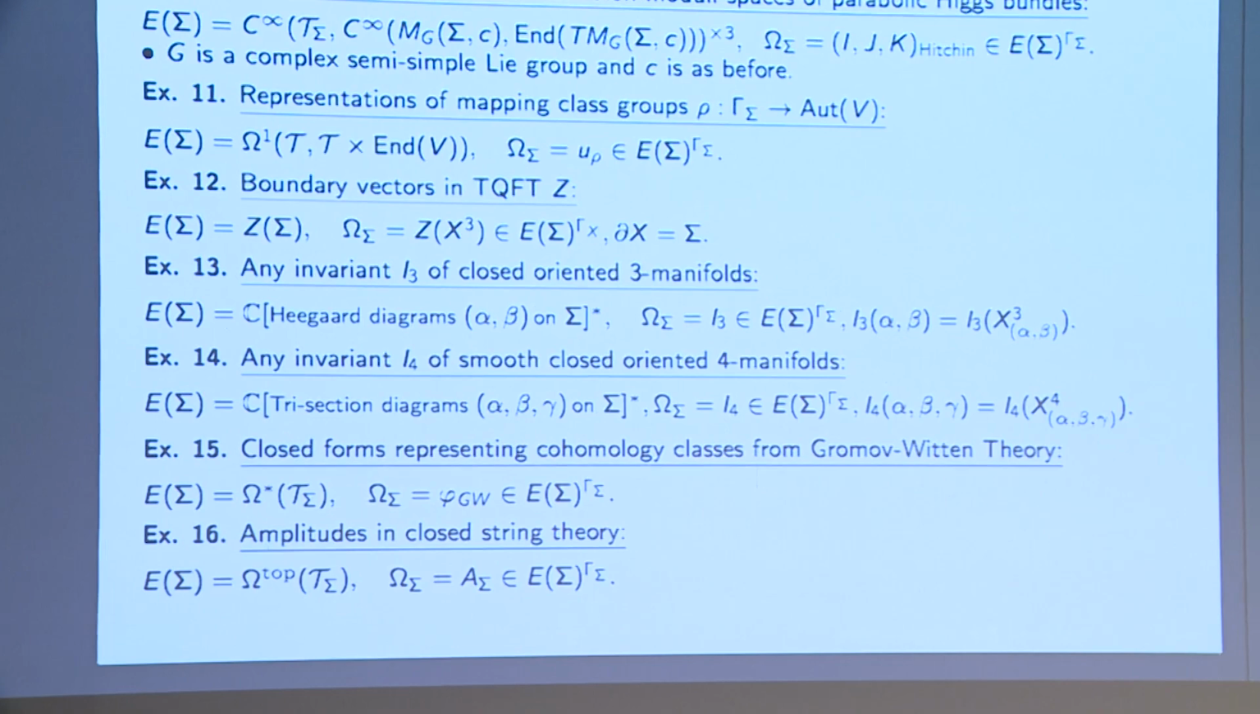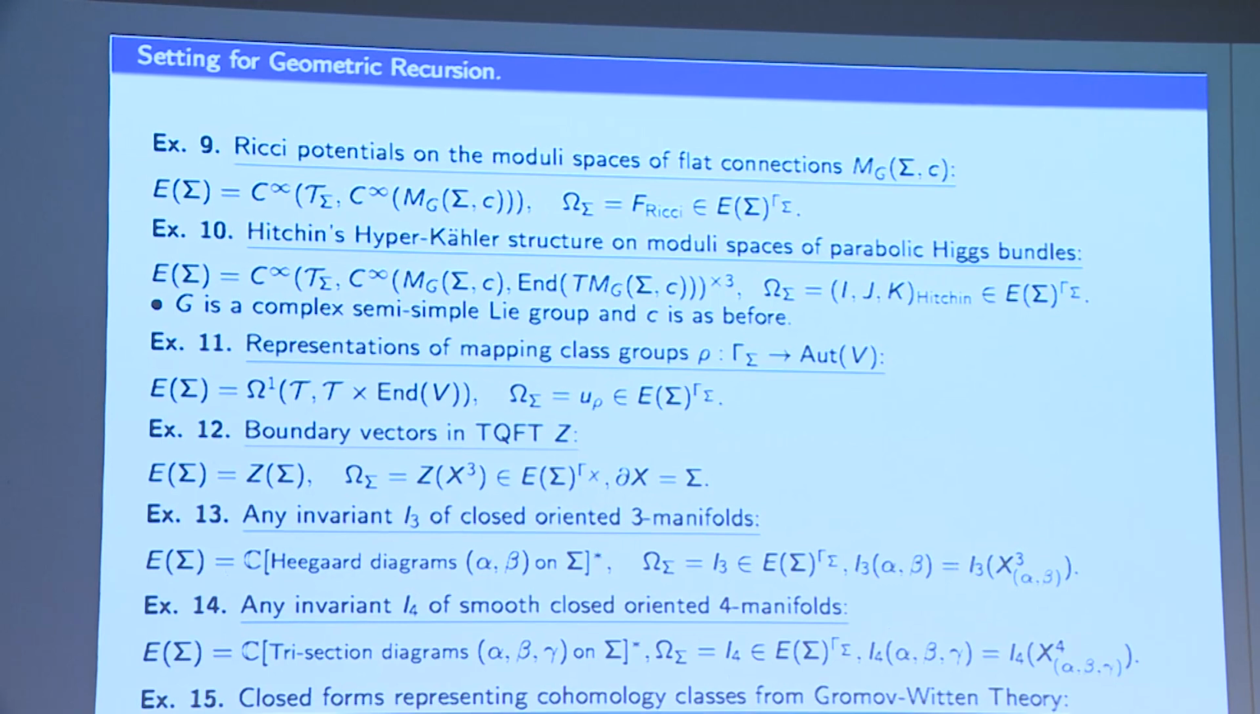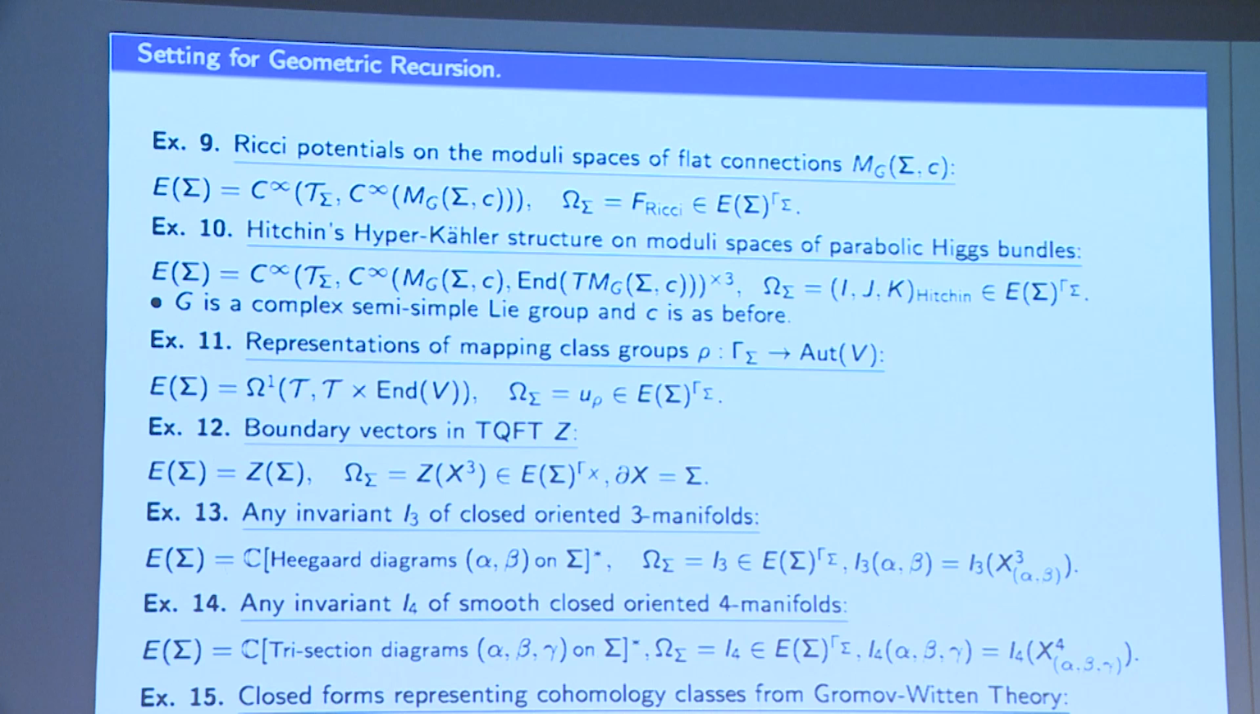Along the same vein, it stops at this slide here, but let me just mention them. There is the Ricci potential on moduli space, and there's the hyperkähler structure of Nigel Hitchin on the Higgs bundle moduli spaces. You could even talk about representations of mapping class groups itself. They will just be flat connections in trivial bundles over Teichmüller space. You could also talk about boundary vectors in TQFT. They don't quite fit the scheme here, because in this case the boundary vectors are only invariant under the diffeomorphisms that extend over the three-manifold. But, okay, let's mention them anyway.